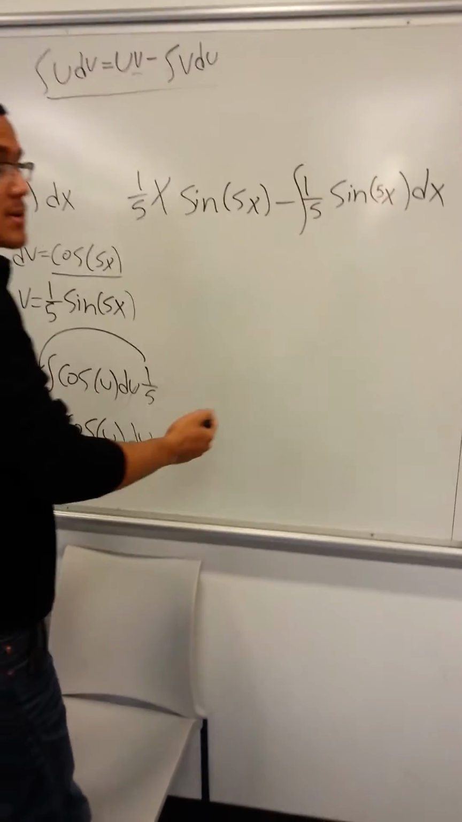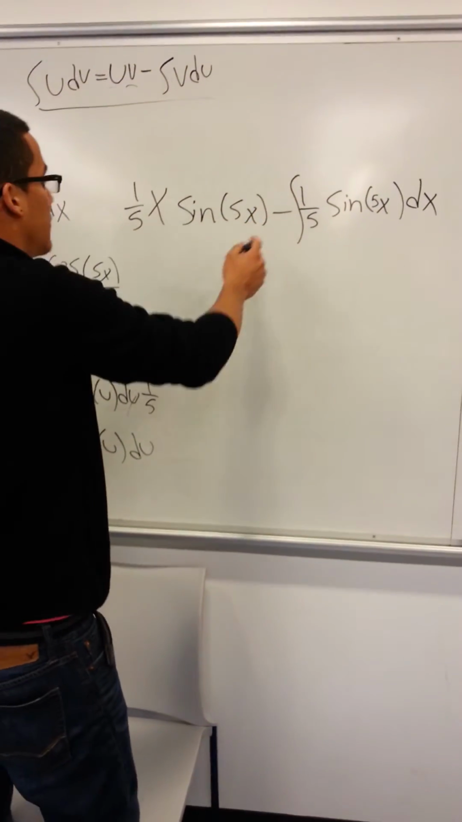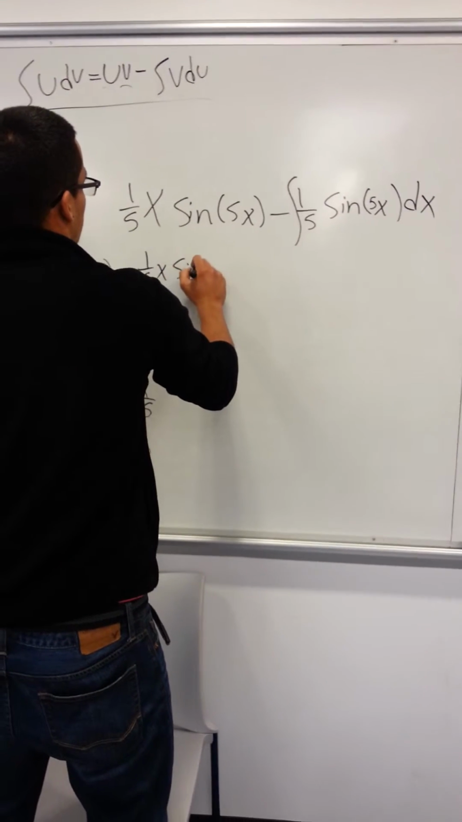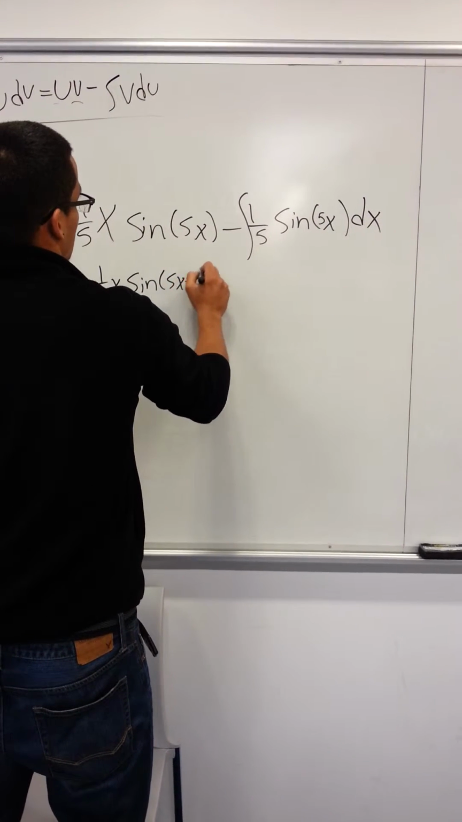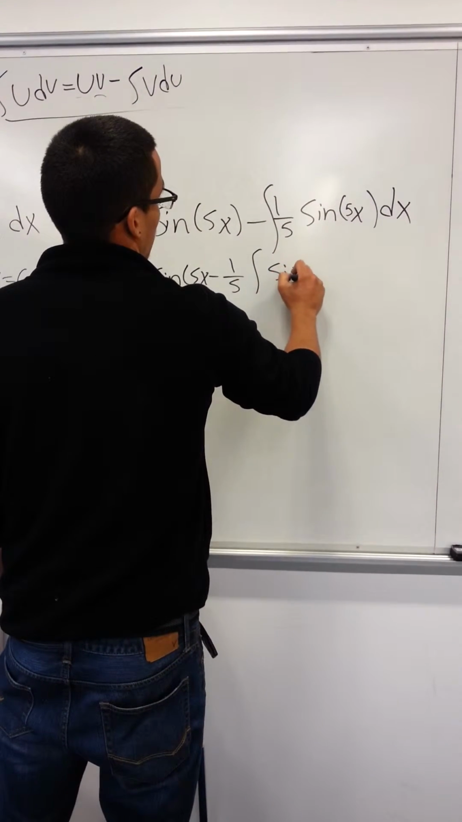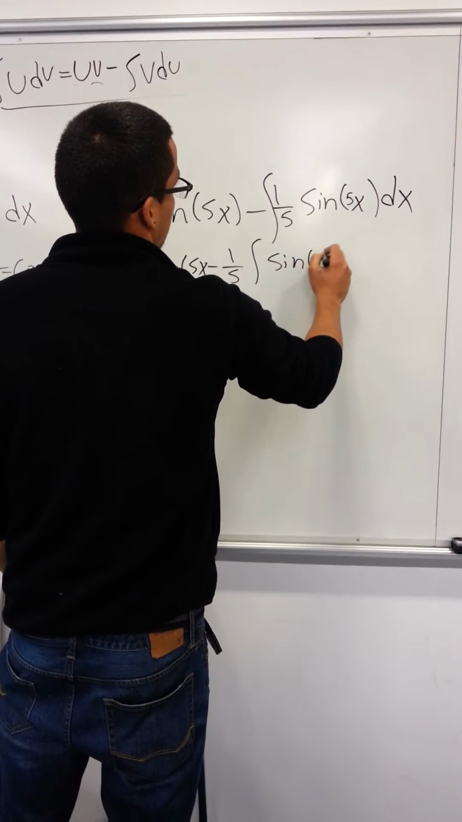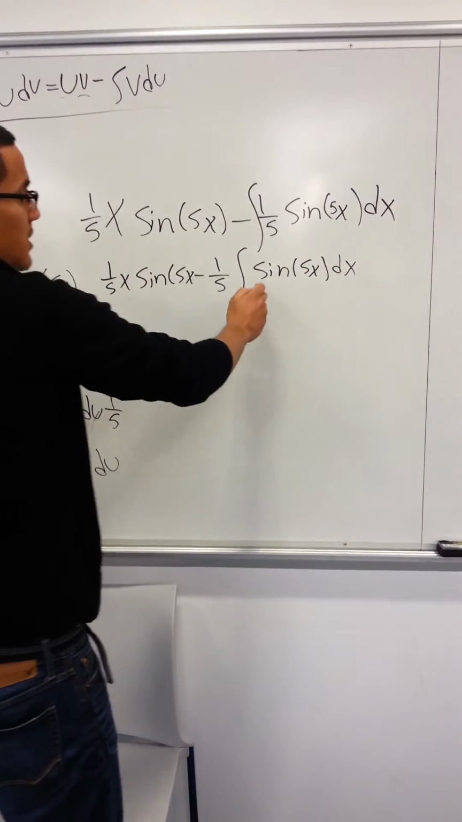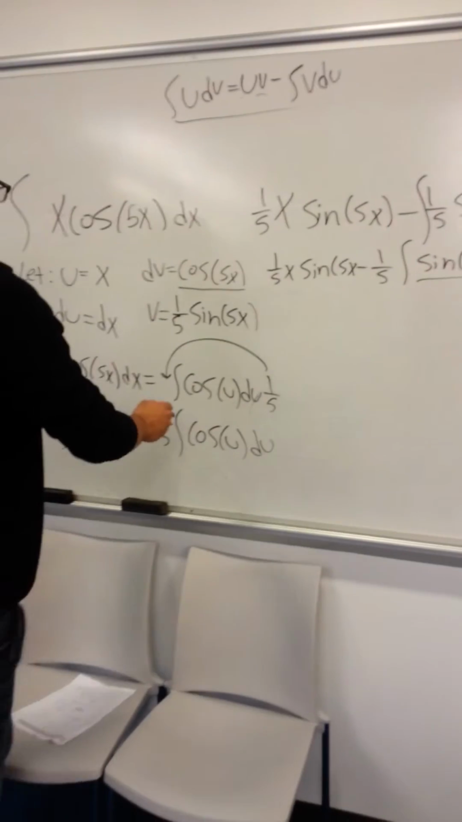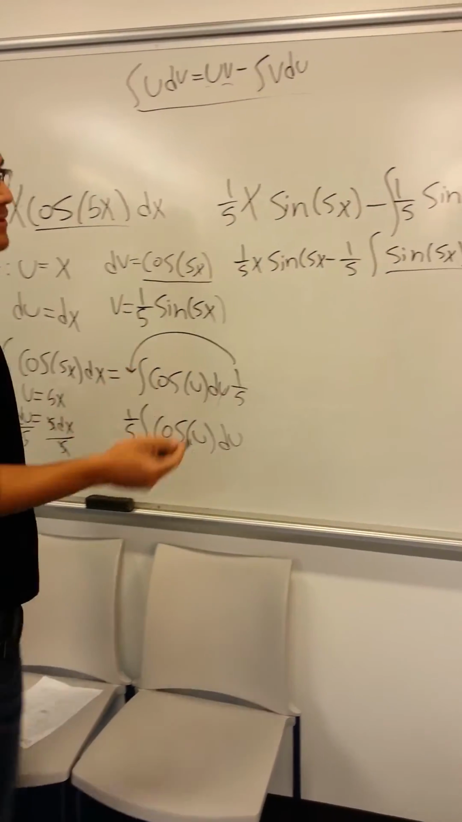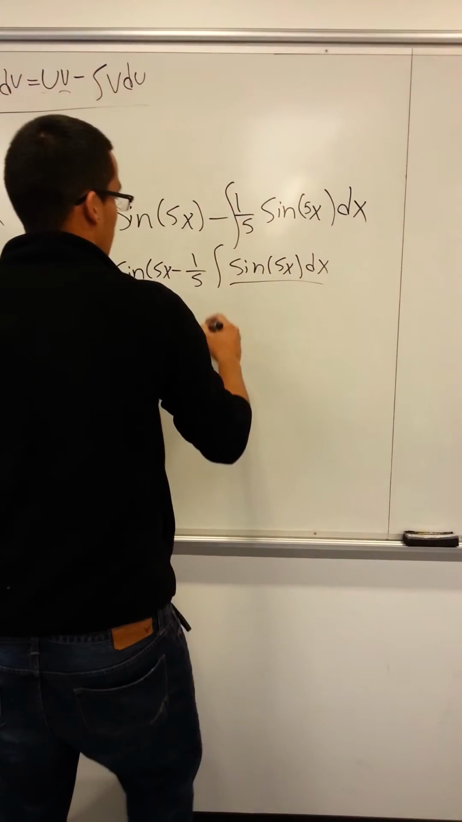So now what we can do is remove this 1 over 5, make it a lot simpler. So this would be minus 1 over 5, the integral of 5 sine 5x dx. This is the same situation that we came to before, right over here. So we're going to have to use u substitution again.